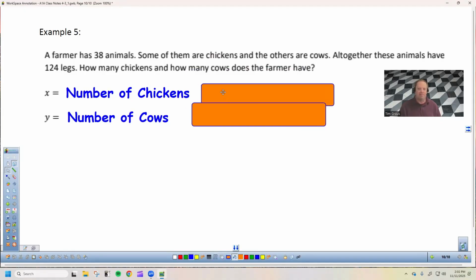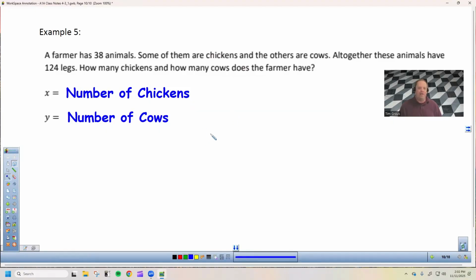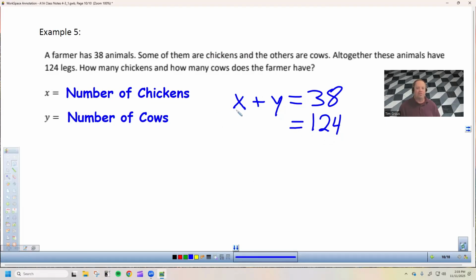Let's see how we could set up a system of equations using x and y to describe the situation. My strategy is to make one equation that describes the number of animals. The number of animals is 38 total, and that consists of the chickens, x, plus the cows, y. x plus y equals 38. I'm going to write a second equation that describes the number of legs. I know that the total number of legs is 124. For chickens, I get 2 legs per chicken, so I'm going to write that 2x. I get 4 legs per cow, so I'm going to write that 4y.